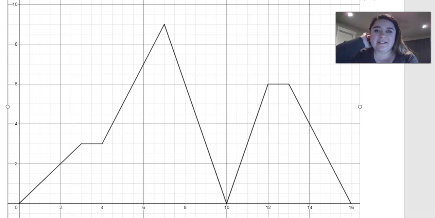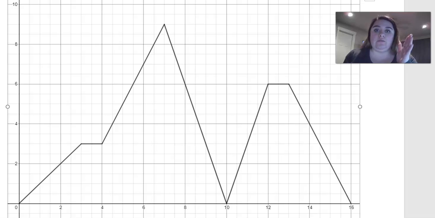Hey everybody, so today I'm going to be going over the key features and characteristics of graphs. So we've got this beautiful graph in front of us and we're going to find everything. Domain, range, increasing, decreasing, constant intervals, and I'm also going to explain what those are because that's probably the most important part of this. Okay, so let's start with the absolute basics.